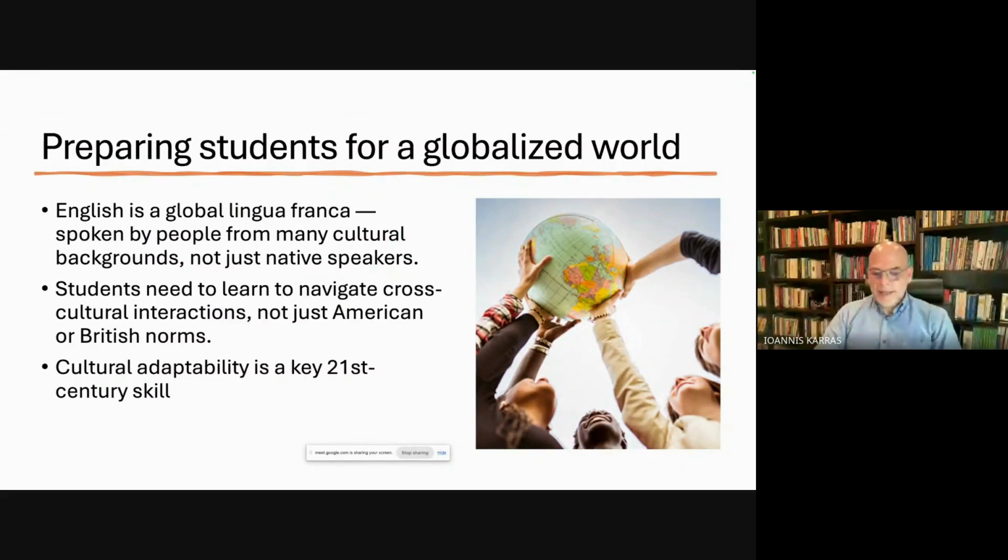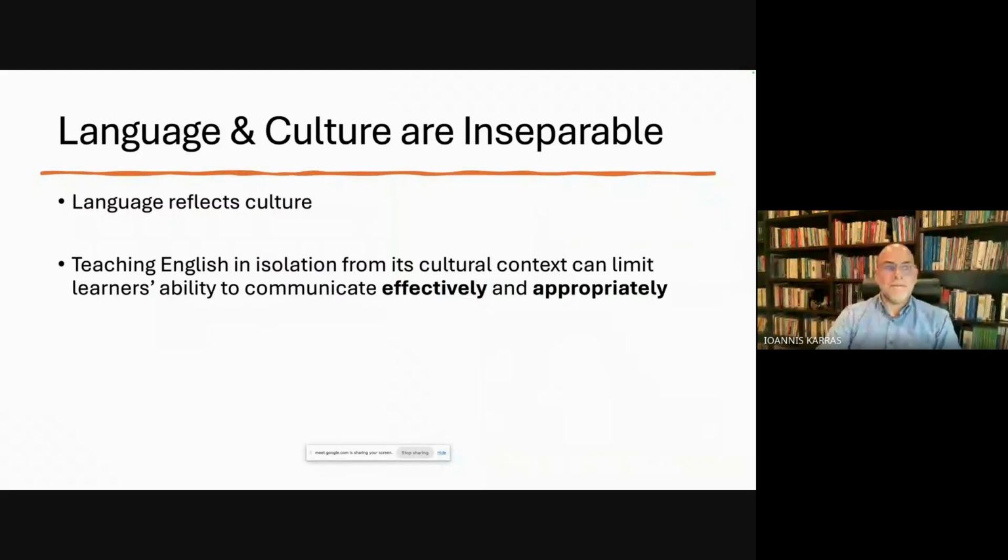I think we can all agree that one of our roles today as teachers, as educators in general, is to help our students develop the necessary competencies, skills, etc., to be part of this globalized world. So without a doubt, we all know that English is a global lingua franca. It's spoken by people from many cultural backgrounds and not just native speakers. In the last few decades, there has been this shift. Students need to learn to navigate cross-cultural interactions. It's not just about American and not just about British norms anymore. And then cultural adaptability is a key 21st century skill as well.